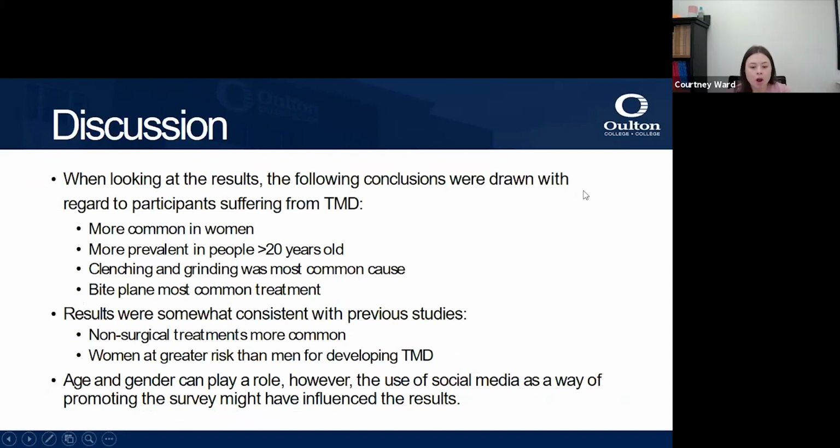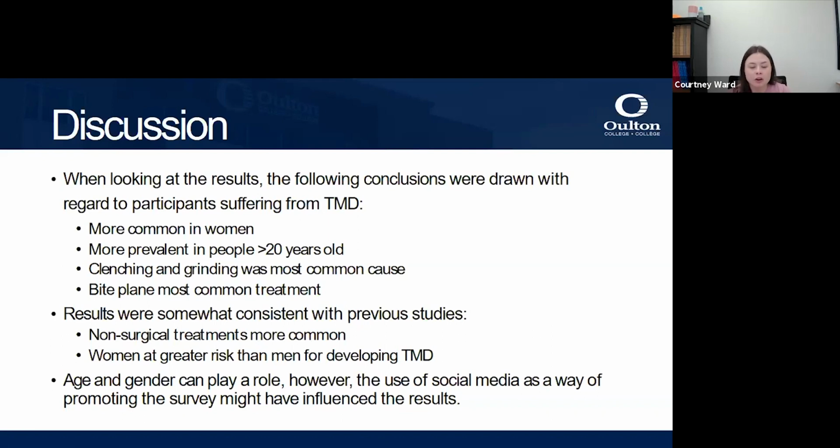So we took our results and compared those with previous research. To summarize what we had found from our research, we found TMD was more common in women for those suffering. It was more prevalent in people aged 20 and older, and also clenching and grinding was the most common cause, with a bite plane being the most common treatment. These results were somewhat consistent with previous studies, and those being that non-surgical treatment methods were more common with helping to alleviate pain associated with TMD, and also that women were at a greater risk than men for developing TMD.